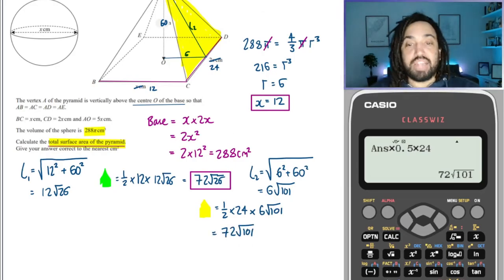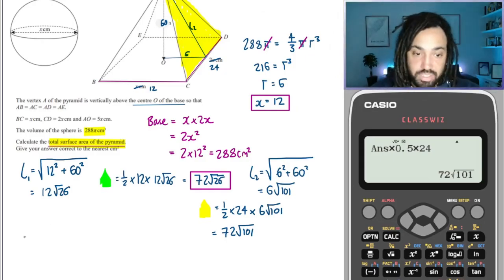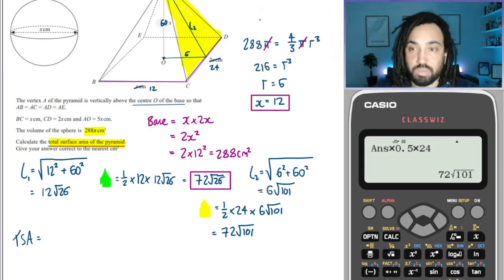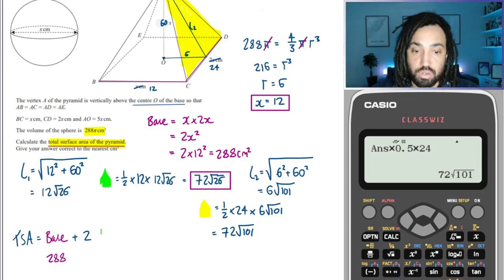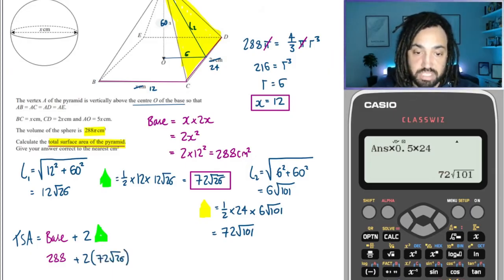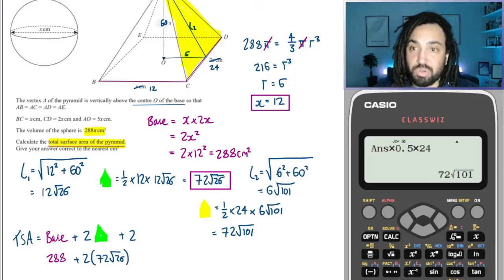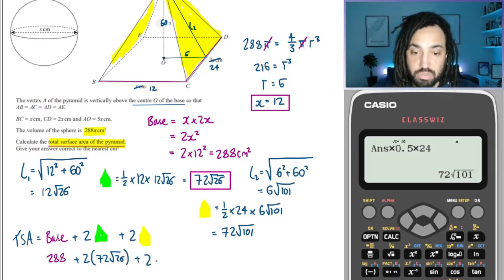Okay, and now to bring it all together, the total surface area will be the base, which we've worked out as 288, plus I need 2 of the green triangles, which will be 2 times 72 root 26. And I need 2 of the yellow triangles, because again there's one on this side as well. So that will be plus 2 lots of 72 root 101.